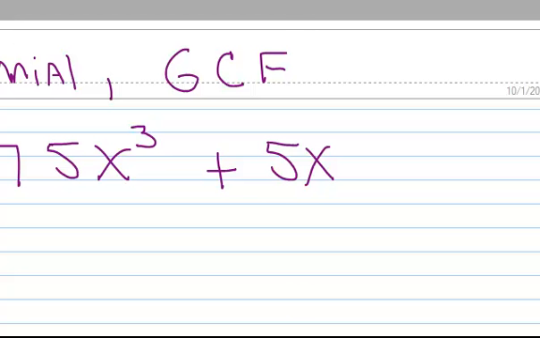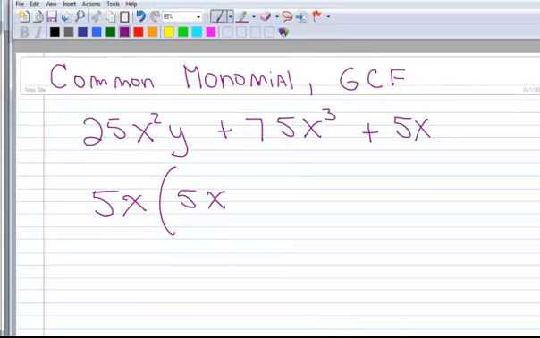So between a 25, 75, and 5, a greatest common factor is a 5. Between the x squared, x cubed, and x, the greatest common factor is an x. And that's all I can factor out because this last term doesn't have any y's. So what are we left with? Well, 25 divided by 5 is 5. X squared divided by x is x. And we didn't factor out a y, so we still have the y.